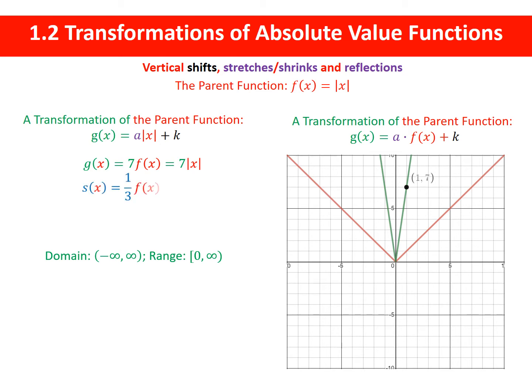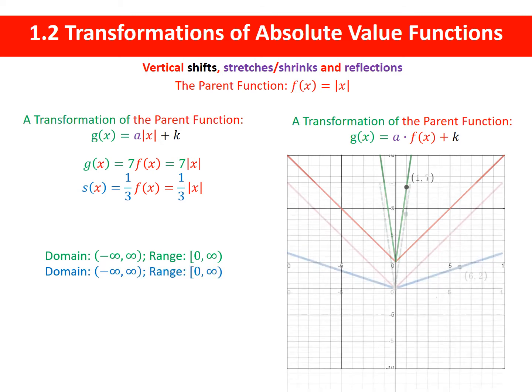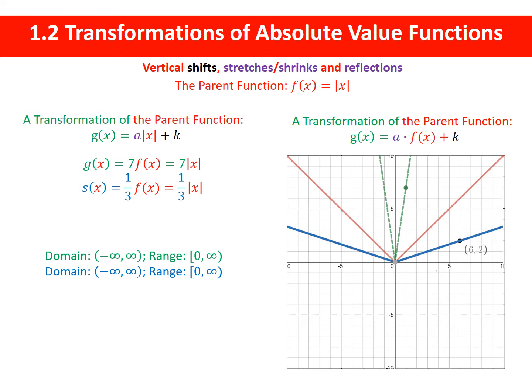Second example, s of x, just a different function. G of x is just a dummy function. Here's s of x. Our amplitude is now 1/3. That's a value between 0 and 1, so it should be a vertical shrink. We haven't changed the domain or range. It's still the same, but we're going to be shrunk downward. So instead of being at 6, 6, we're now at 6, 2, because we've taken that 6 and divided by 3.